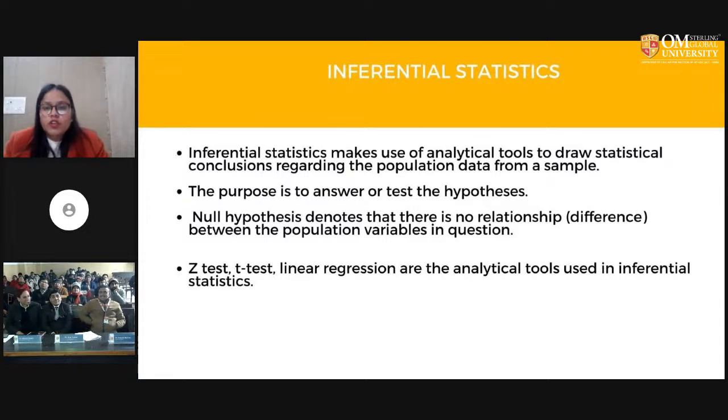So, when we are talking about inferential statistics, the purpose is to answer or test the hypothesis. Hypotheses are basically assumptions about a condition or a particular situation. There can be two types of hypotheses. The null hypothesis states that there is no significant relationship or no significant difference between the population variables that have been included in the research question.